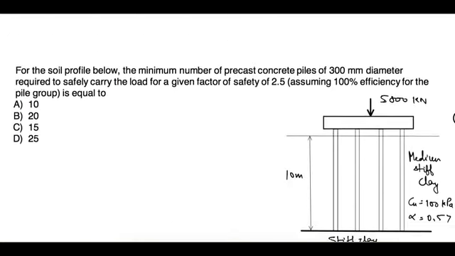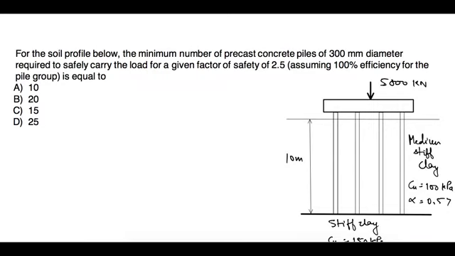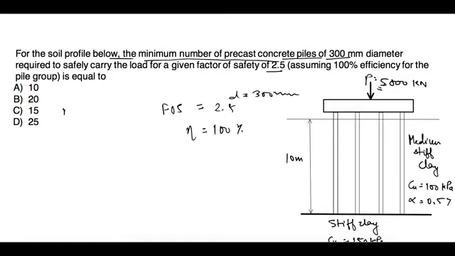After that, the next one is the soil profile below. For the soil profile below, what is the minimum number of precast concrete piles of 300 mm diameter required to safely carry the load for a given factor of safety of 2.5? So the diameter of the pile is 300 mm, and this pile group has to carry a load of 5000 kilonewton. Factor of safety is given as 2.5. With 100% efficiency, eta is equal to 100%, we have to find out the minimum number of precast concrete piles. So we have to find n.